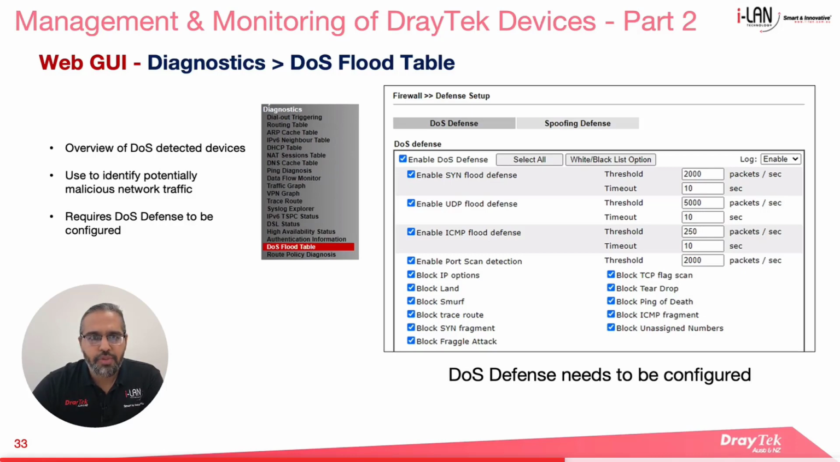This page shows IP addresses that are currently engaging in DOS flood as detected by the DOS flooding defense mechanism. It provides useful information to network engineers, example MIS engineers, to diagnose the network environment to identify potentially malicious network traffic and entities.